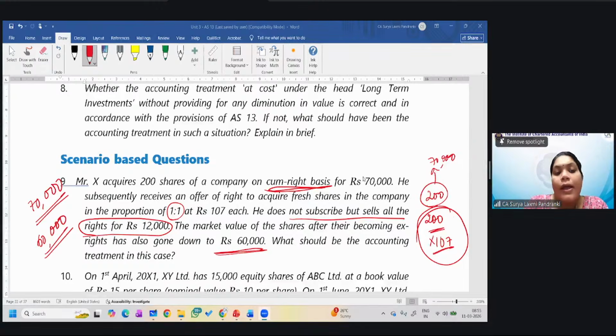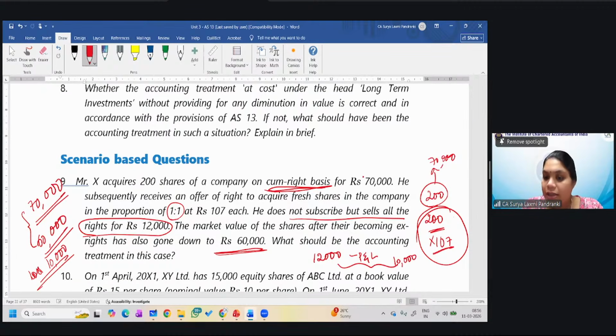Right. Now, I have a loss here. What is the loss here? I purchased for 70,000. The cost was 70,000 to me. And now the value has come down to 60,000, which means I have a loss of 10,000. Will everybody agree that there is a loss of 10,000? Okay. Now this loss has to be adjusted with this 12,000. You have 12,000 going to the P&L statement, and you also have a loss of 10,000. So adjust these two and only send the remaining difference of 2,000 to the P&L statement. Is this clear?